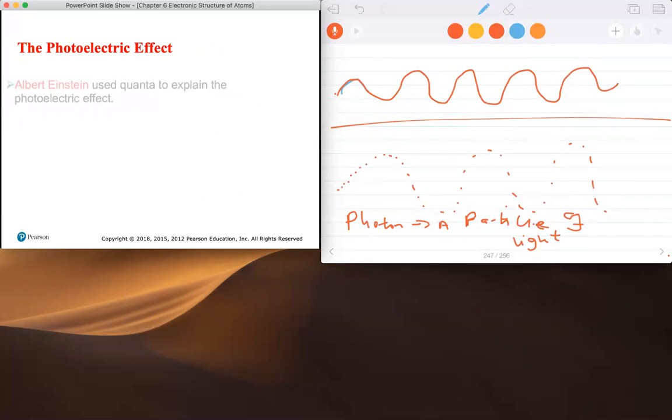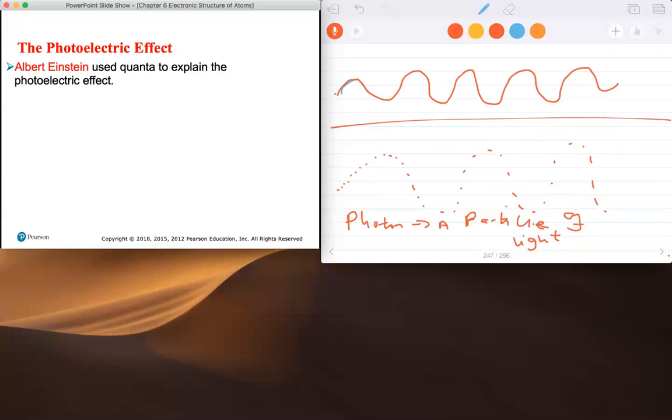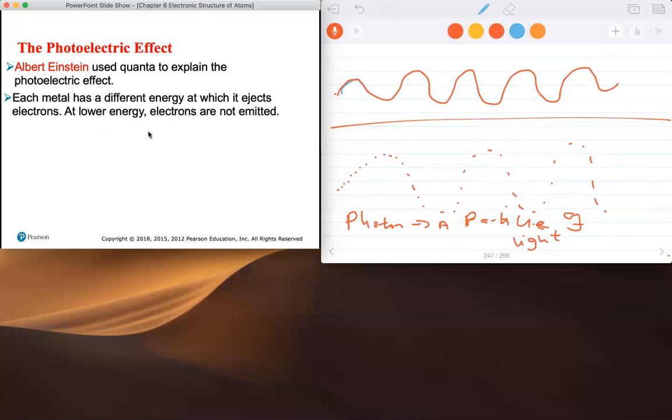Planck explained the black body radiation. Albert Einstein used the quantum property of light to explain the photoelectric effect, which is the phenomenon by which metal surfaces emit or release electrons when light with sufficient energy is shone on the surface. So he used the quanta to explain that when light is shone on a metal surface, electrons are emitted or released from the metal surface.